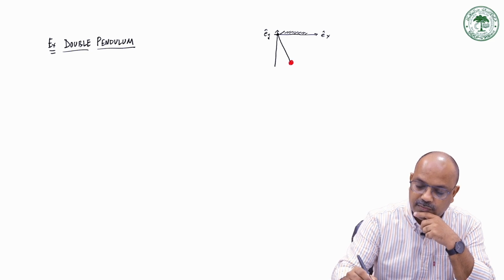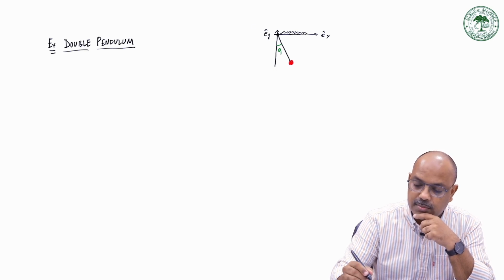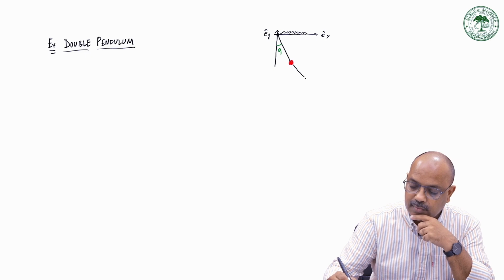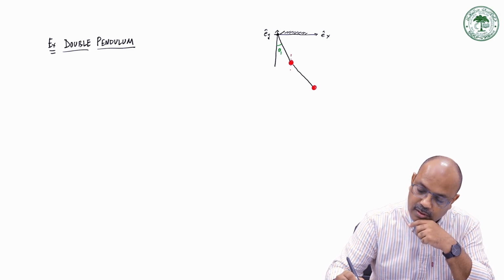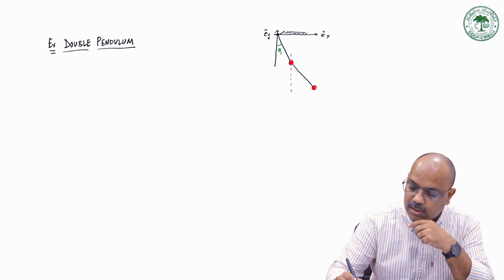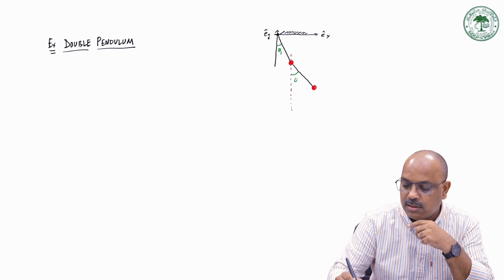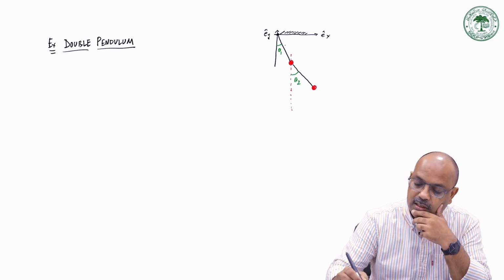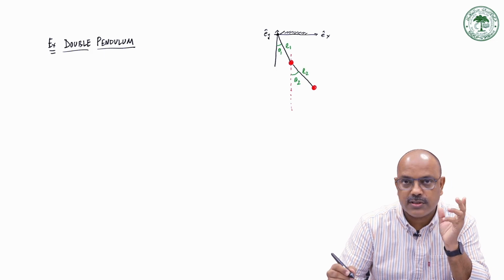It is going to have its angle as theta 1, and the second pendulum is this one. If we draw a parallel horizontal line, it is going to have its angle here. This is going to be theta 2. This is length L1 for the first pendulum, and this is length L2 for the second pendulum.